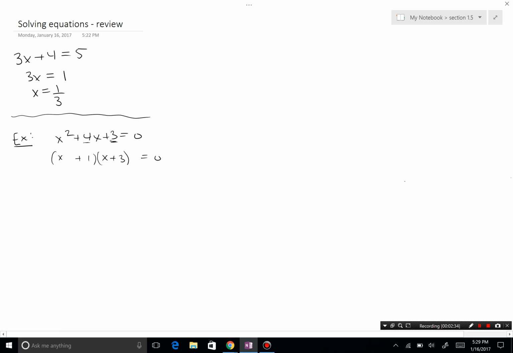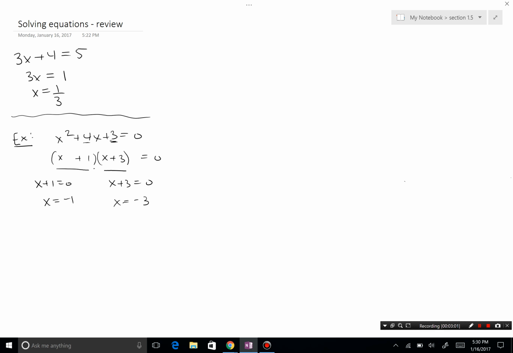Then by the zero product property, if this times this gives a 0, then one of these two has to be 0. So x plus 1 equals 0, x plus 3 equals 0, and then you end up getting x equals -1 and x equals -3. It's fairly simple, and obviously with an equation you should be able to plug it in and always check, right? Now, let's go a little further.